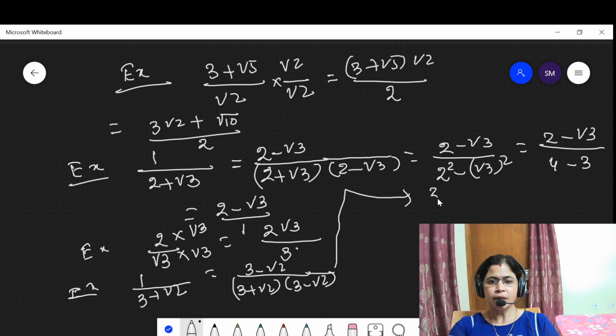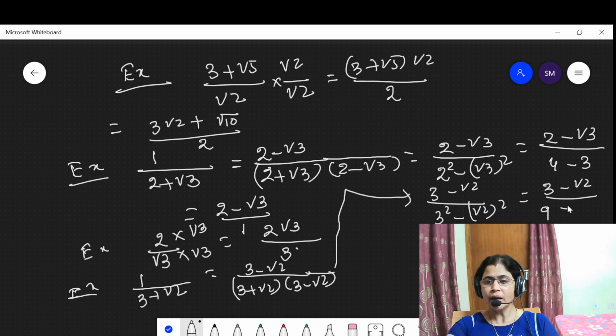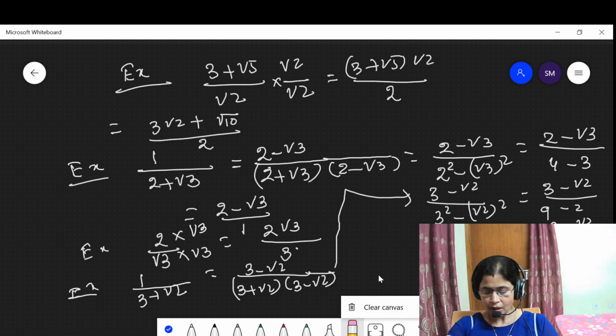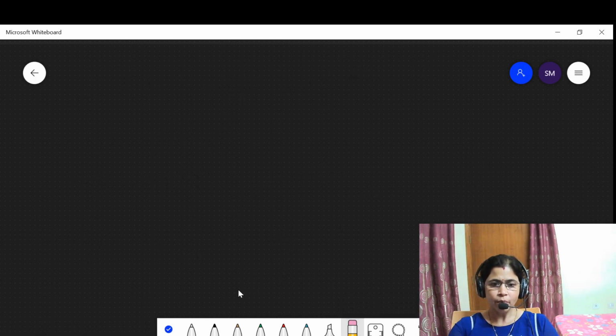This is the numerator 3 minus root 2 upon, this is (a plus b) into (a minus b), which is a square minus b square. Then 3 square is 9, root 2 square is 2, so this is 9 minus 2. Then you get (3 minus root 2) upon 7. Then 7 is a rational number. In this way you can rationalize the given denominators. Now let us solve some more questions.